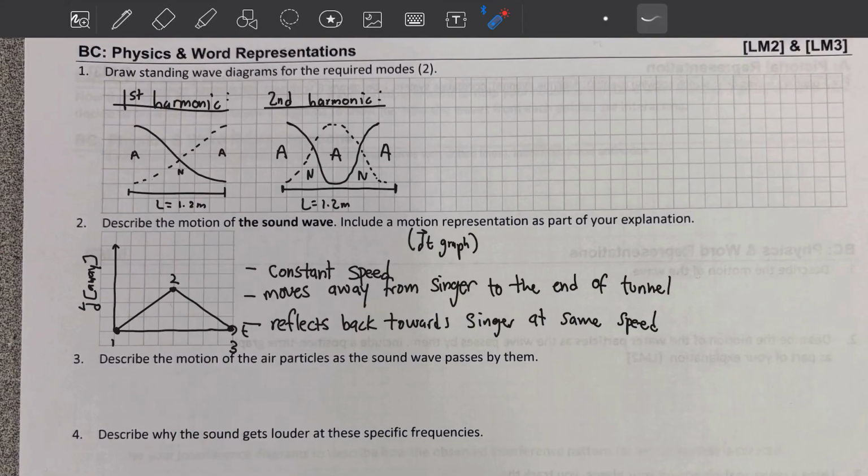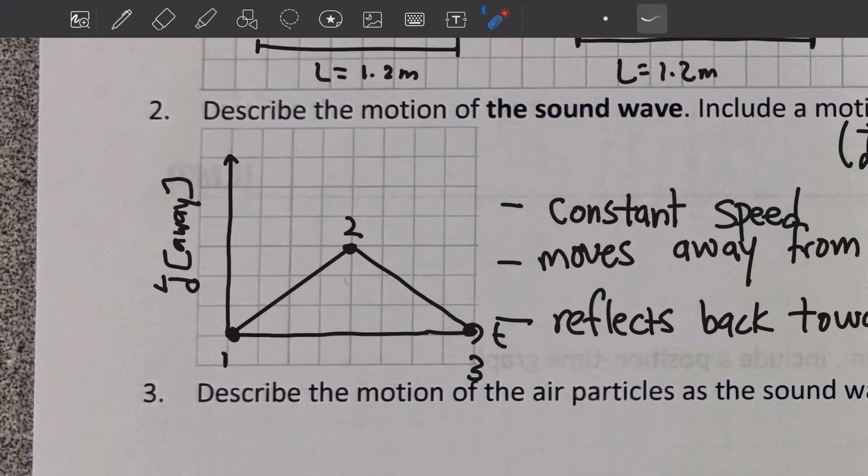When the sound wave is initially produced, the wave moves away from the singer towards the end of the tunnel. It then reflects back towards the singer at the same speed. This means that the direction flips. Therefore, you cannot have constant velocity because the direction is changing. However, we do have constant speed because the speed remains the same throughout the whole motion. The position time graph was also meticulously thought out. Since the distance to the open end of the tunnel is the same as the distance back, we're going to have the same distance going away and returning.